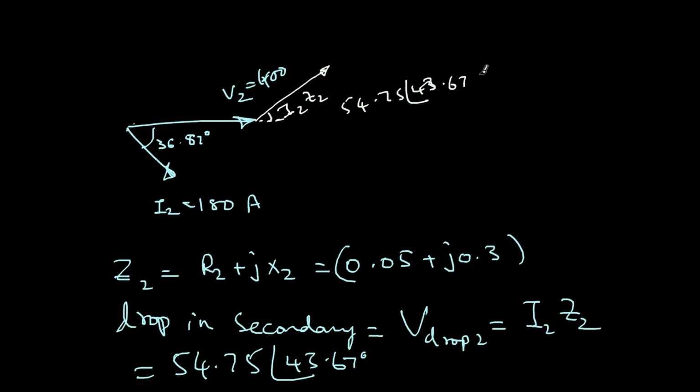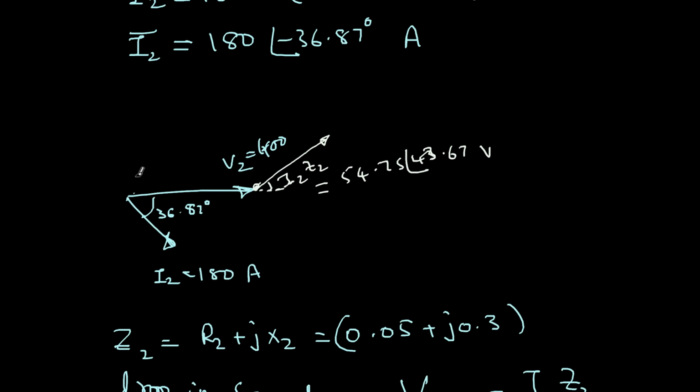Now you can ask a doubt, why am I drawing this at the tip of the V2? Actually it should be drawn at the origin point. This is the voltage drop, this is I2 Z2. But then I want to add this vector to the V2. So for the addition purpose, I am starting this here. Therefore this plus this will be the voltage. So what is this total from here to here? It will be nothing but E2. So it will obviously be greater than 400.